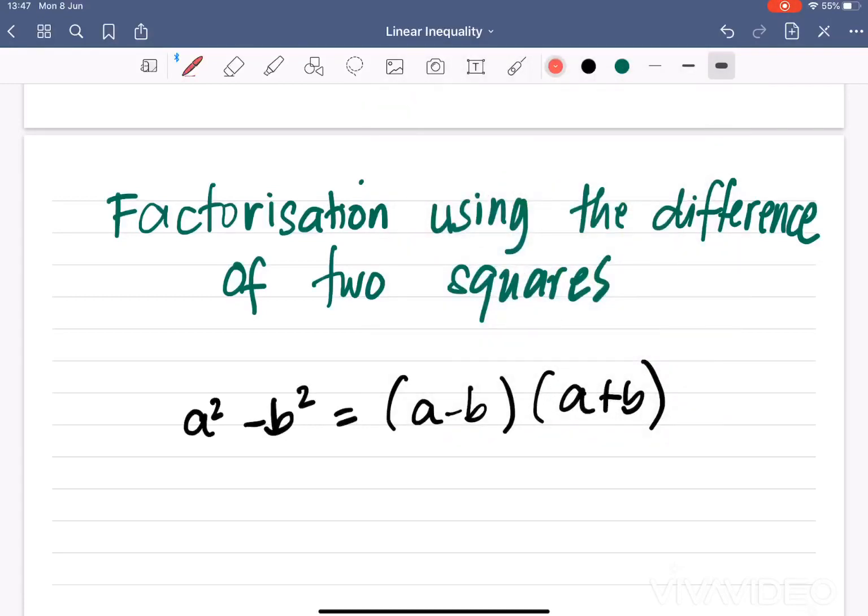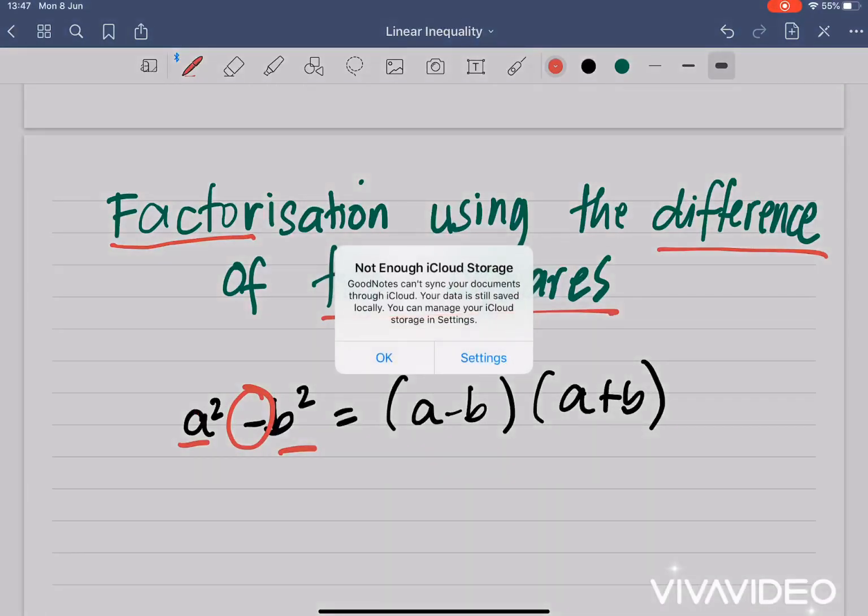Since the topic says that we are going to factor using difference of two squares, difference means minus here. Two squares means we have two terms being raised to 2.